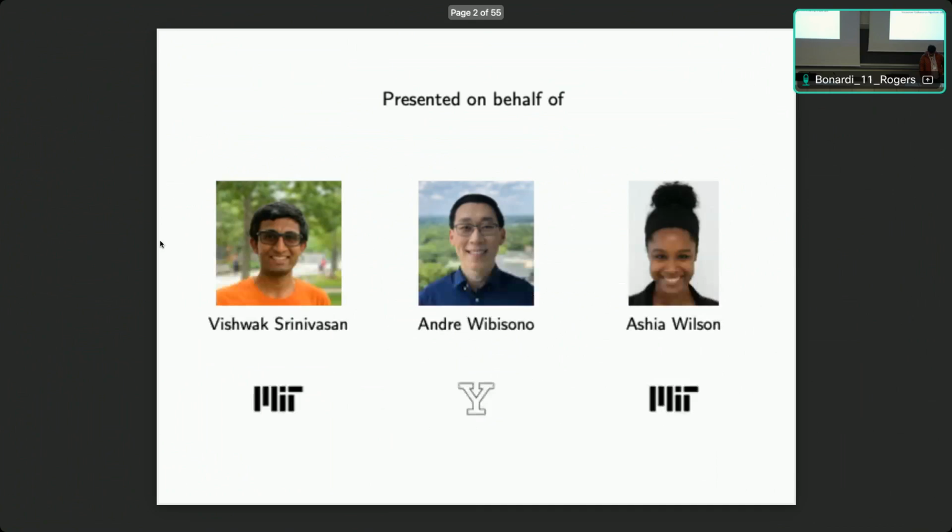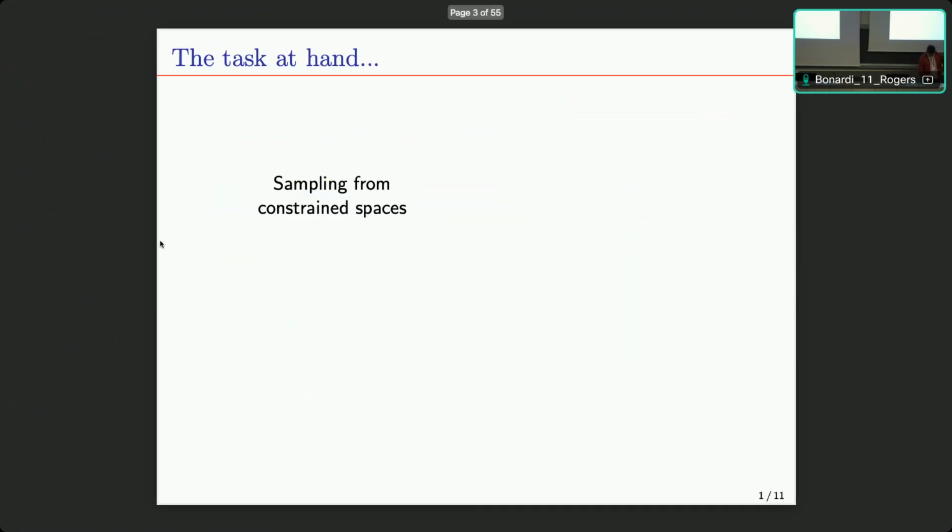Yeah, so I'll be talking about this paper on high accuracy sampling from constrained spaces using the Metropolis-adjusted Preconditioned Langevin algorithm. And this is on behalf of Vishwak, Andre, and Ashia, who could not be here. So the task here is to sample from a constrained space. So sampling from a distribution whose support is constrained.